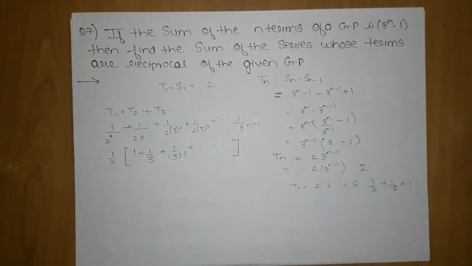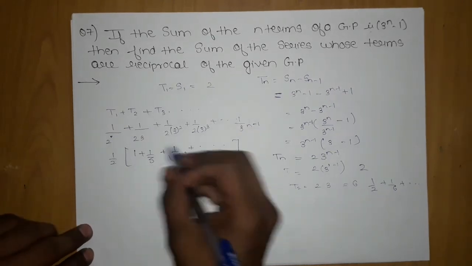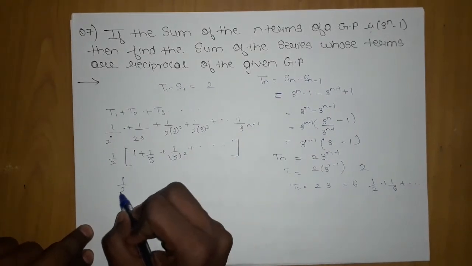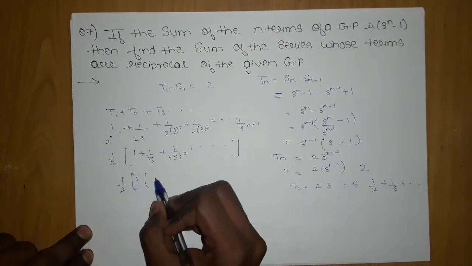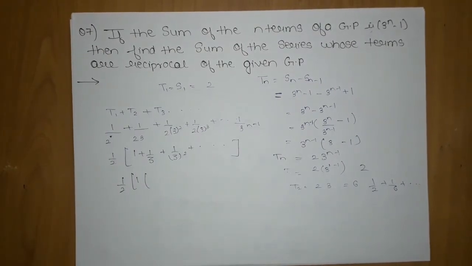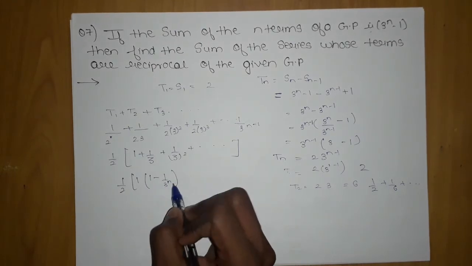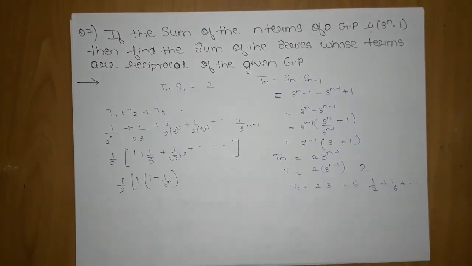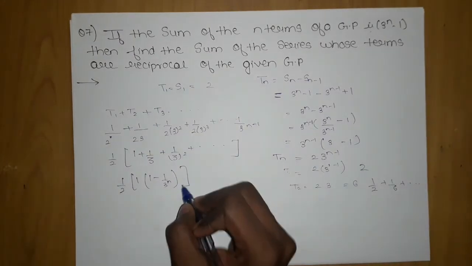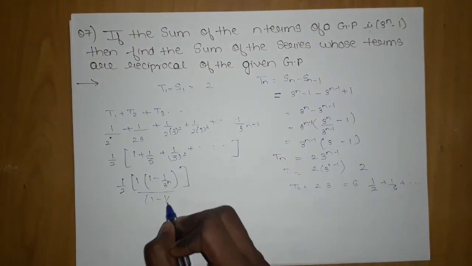Okay, 3n minus 1. Now what we can do, we want to find the sum. So this is a GP, you can clearly see that. So 1 by 2 into... the common ratio is less than 1. So what we have to do, 1 minus 1 by 3 power n. Here n minus 1 is the power, n terms are there. I am telling it again because many people forgot that.